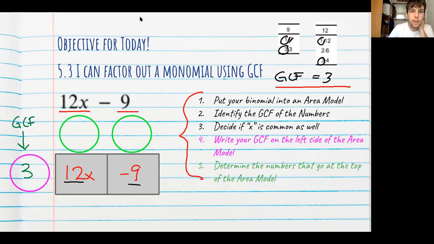And then to finish this problem off, what we need to do is figure out these numbers that are going to go on the top of our area model. Remember, the area model works in such a way that the numbers on the outside multiply to give us the numbers on the inside.